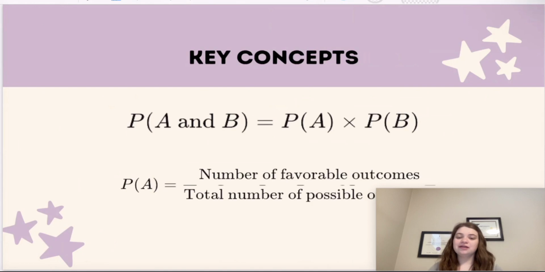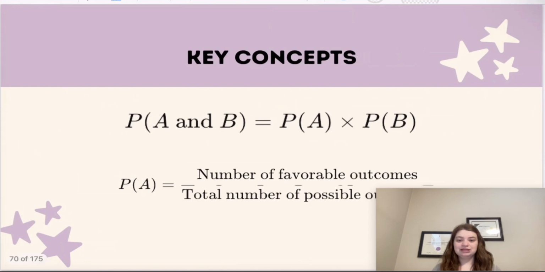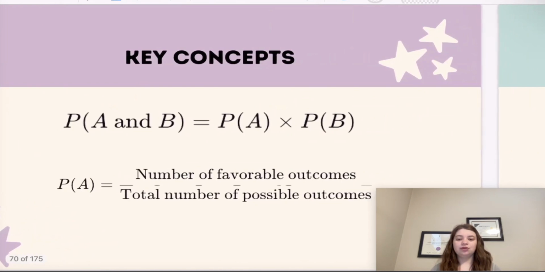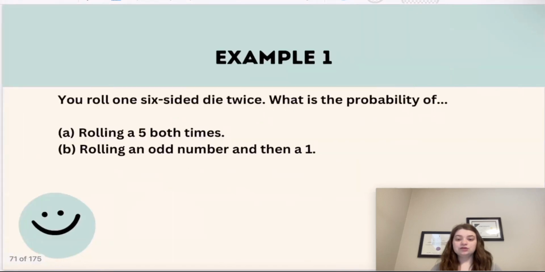Today, we'll only be talking about independent events and we'll only be using this first formula here, where the probability of A and B together is the probability of A times the probability of B. And the probability in general, just as a reminder, is the number of favorable outcomes over the total number of outcomes, which gives us the probability that event A will occur. So let's do two examples today.